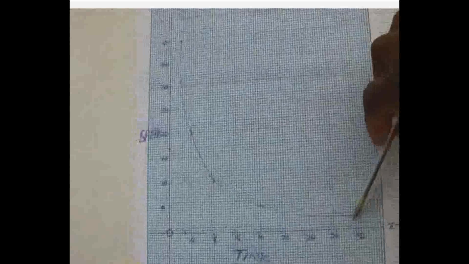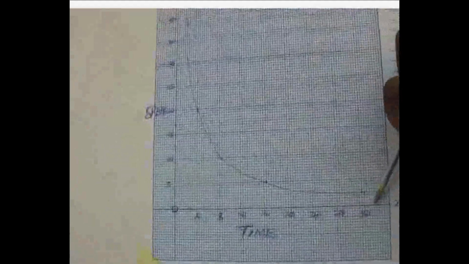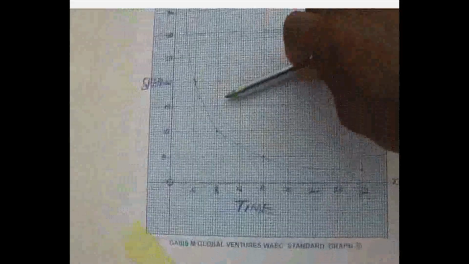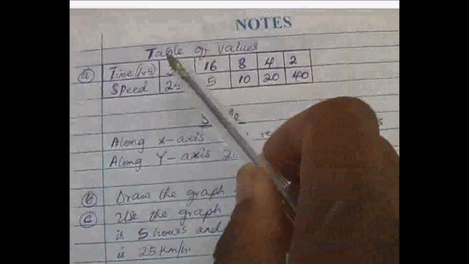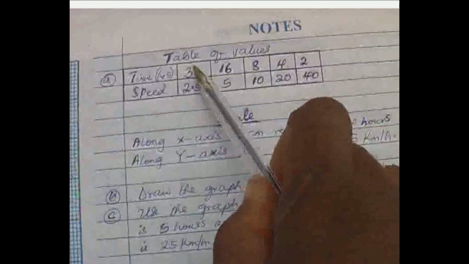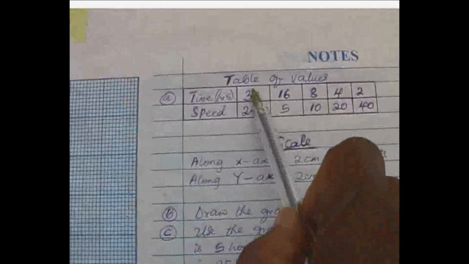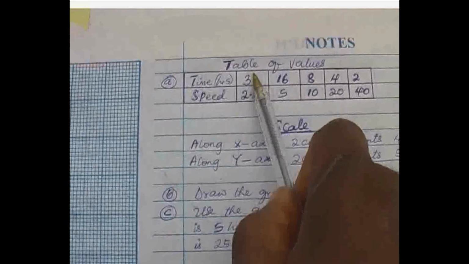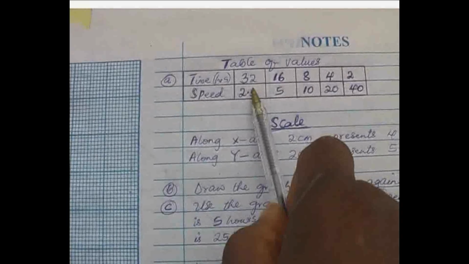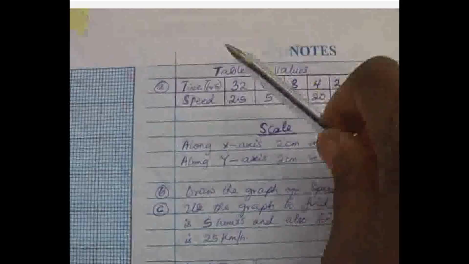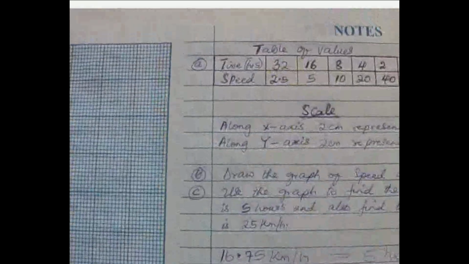I told you that this is an inverse proportion. Number one, you can see how the curve sloped. It ran from up to down. That is a sign that this is an inverse proportion. Another thing is, if you come to the table of value, as the time decreases, the speed increases. That means as you are reducing the value of time, you are having an improvement in the value of speed. That shows that the relationship between time and speed is inverse.